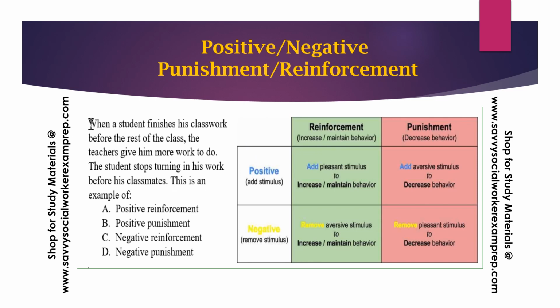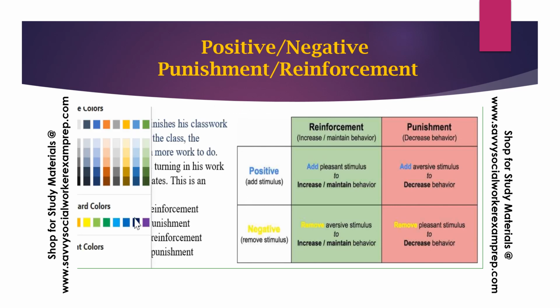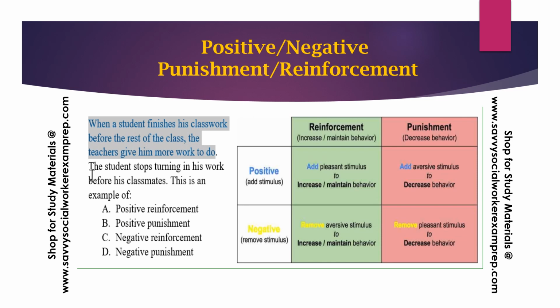So let's take the first part. When a student finishes his classwork before the rest of the class, the teacher gives him more work to do. So she's adding a stimulus. Okay, the student stops turning in his work before his classmates. So this is the behavior. And so this is a decrease in behavior. So that is going to make it red, a punishment.